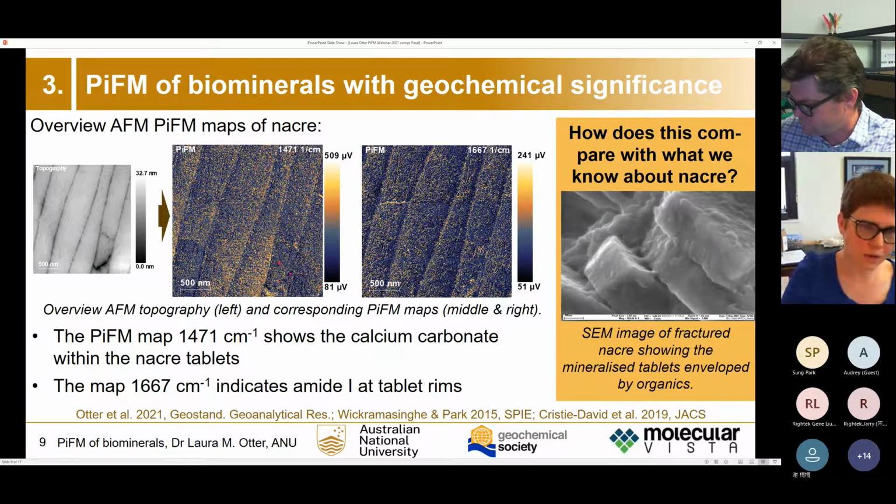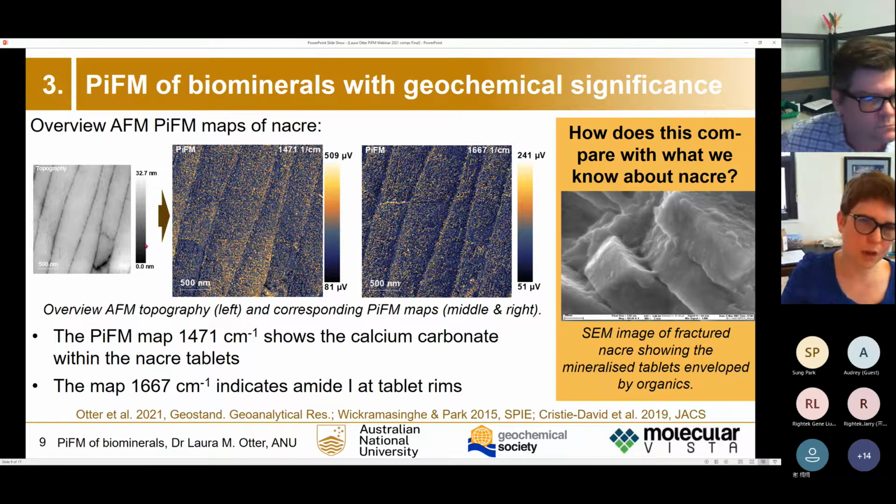So, and now showing you also the topography a bit more zoomed in combination with PFM maps. We see in this PFM map here in the middle, on the left-hand side, the calcium carbonate peak that was mapped. And this really lights up in between these organic membranes and really resolves the calcium carbonate phase nicely. And on the other hand, the organics show up here as these brighter membrane areas as we map the Amide peak that is part of the proteinaceous material.